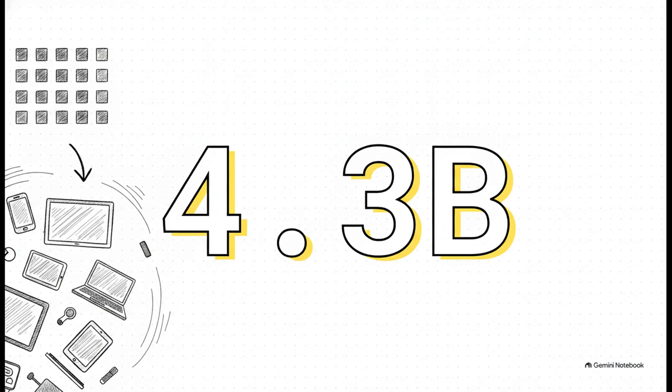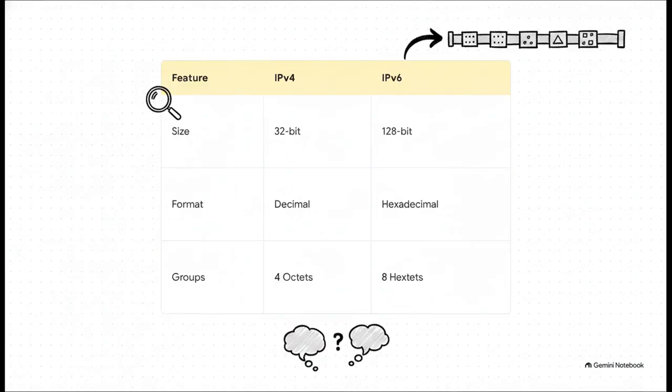Now, 4.3 billion sounds like a massive number, doesn't it? But we burned through that limit shockingly fast as digital devices totally took over the globe. Turns out, when your TV, your watch, and suddenly even your smart refrigerator need their own internet connection, 4.3 billion addresses get eaten up pretty fast. To solve this massive shortage, engineers invented IPv6. And the contrast is pretty wild.